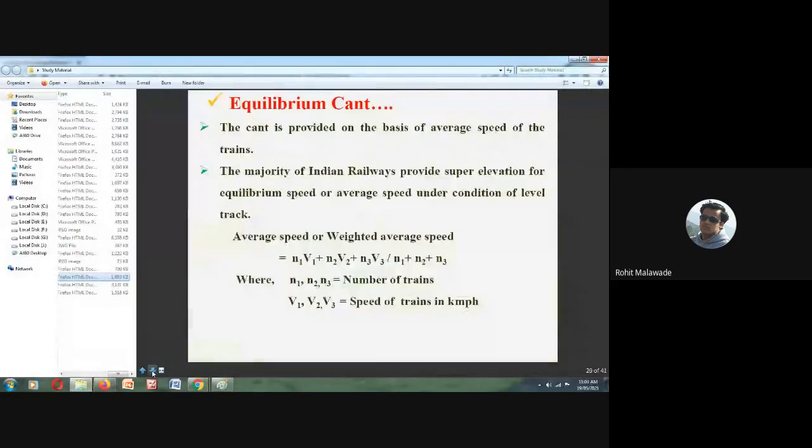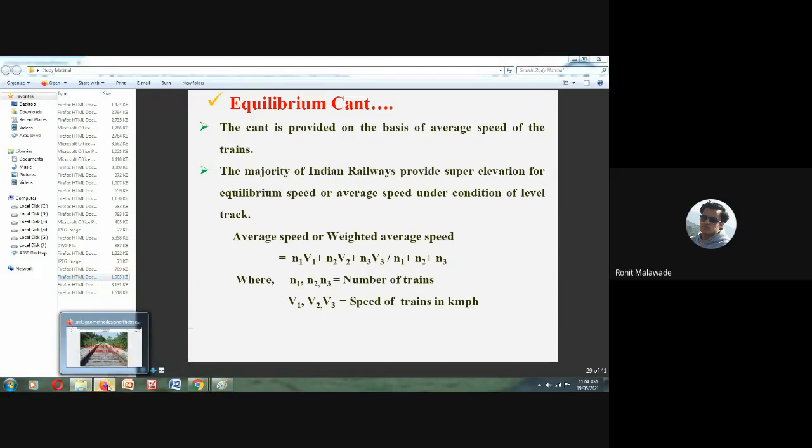In order to calculate the average speed, the weighted average of the speed is equal to n1 v1 plus n2 v2 plus n3 v3, divided by n1 plus n2 plus n3. Here n1, n2, n3 are the number of trains, and v1, v2, v3 are the speeds of the different trains. If I want to average the speed of different trains with their numbers, I will use this formula.